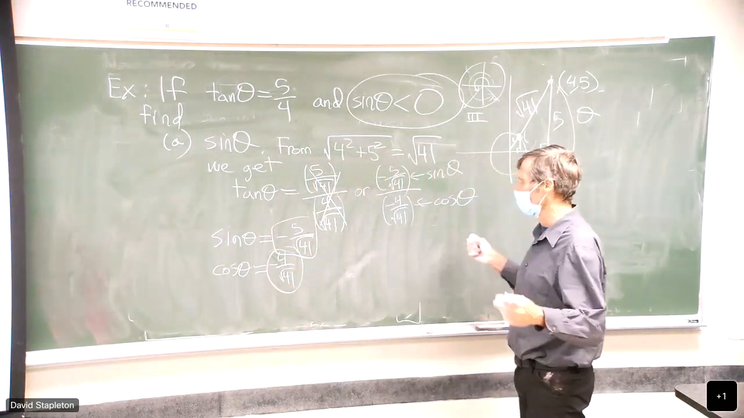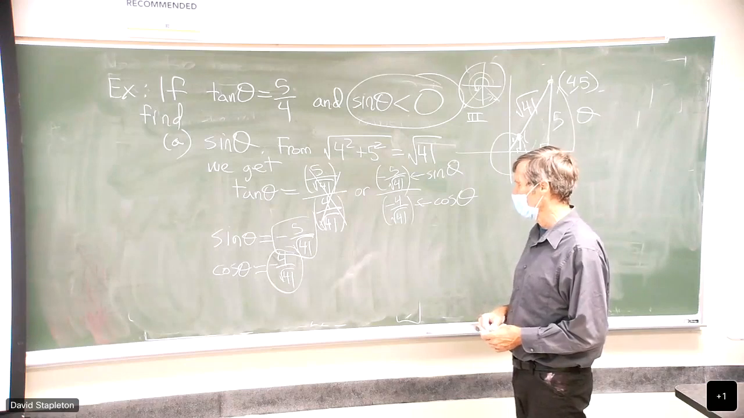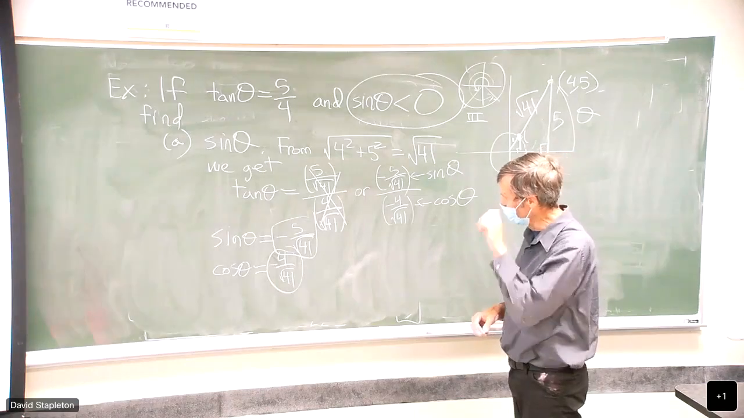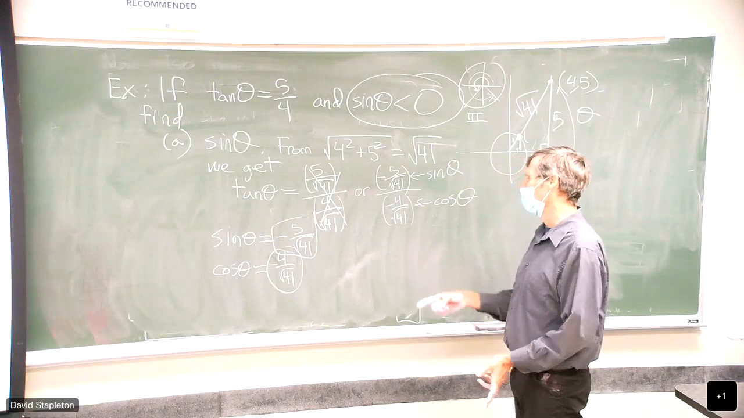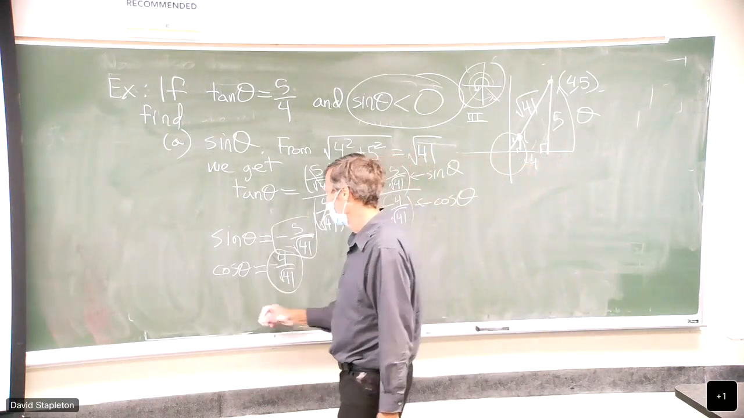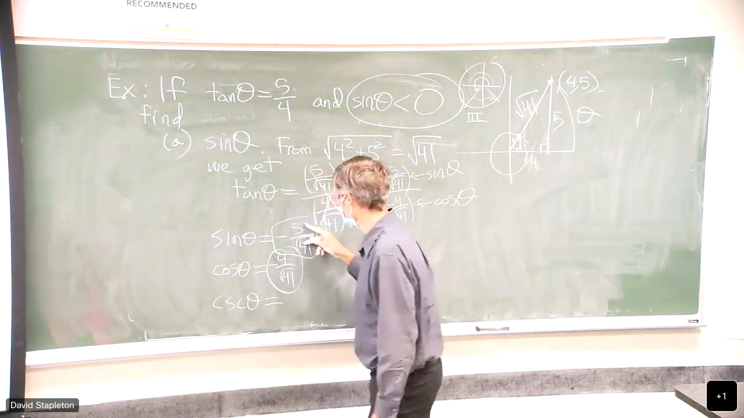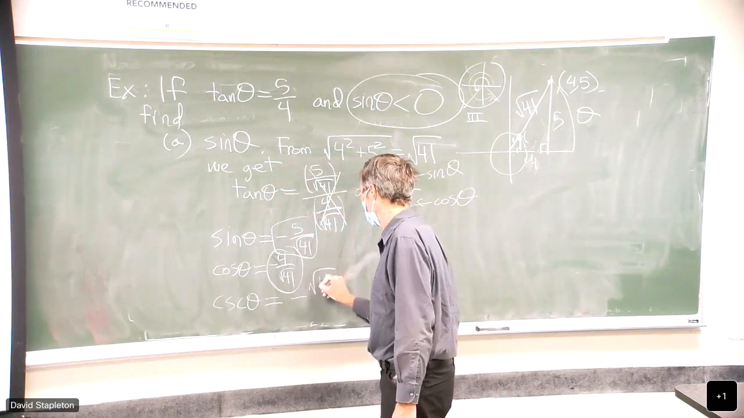Rationalizing is great for your algebra teacher, who rolls over your grade if you don't rationalize, but I roll over my grade if I'm having to rationalize this, because now what happens at the next step? Suppose I want to find cosecant theta, right? That's the reciprocal of sine. I write it as minus square root of 41 over 5.